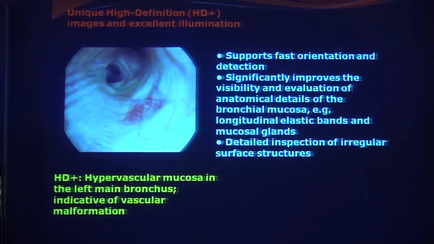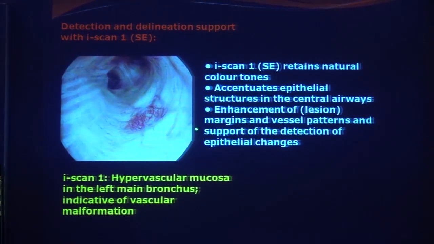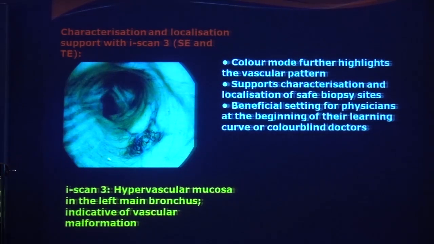So this is the unique high definition image that you can get. If you add iScan 1, it will be more informative of the surface changes. This is the abnormal blood vessels. Now if you put on iScan 2, you can see the normal and abnormal and where it gets abnormal. So if it has a margin, you can see it very well with iScan 3. So this is simply how we can go through iScan.